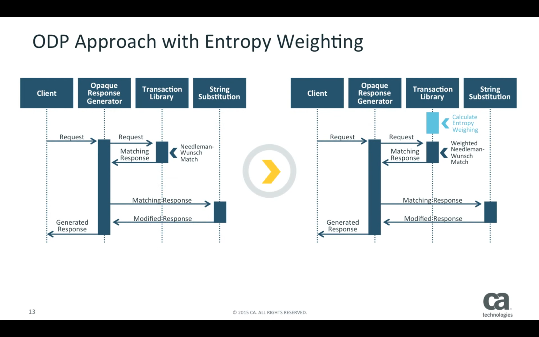Okay, I just gave a sample of how the regular ODP approach with matching and the entropy weighting happens within the process. As you can see here, while I'm applying the algorithm, I'm also applying the entropy weighting. So that happens at the same time, which actually quickens the response from the algorithm.